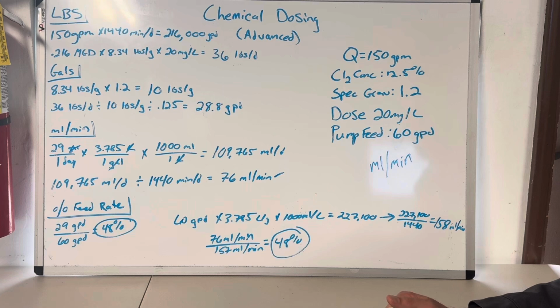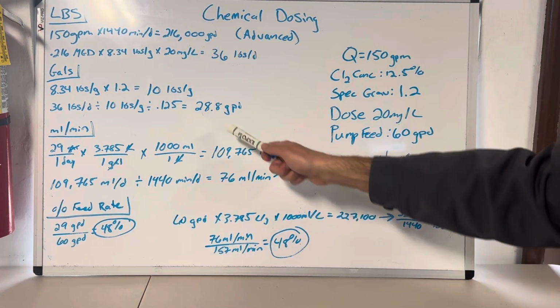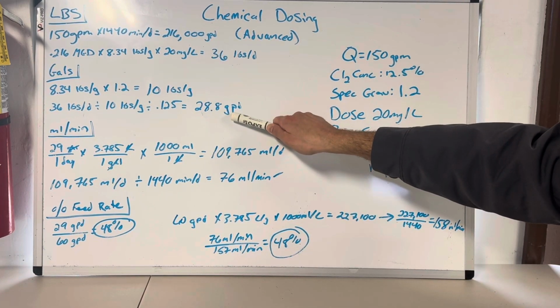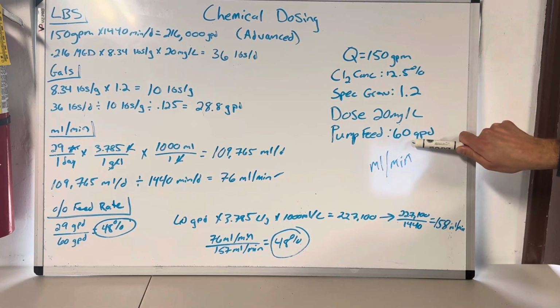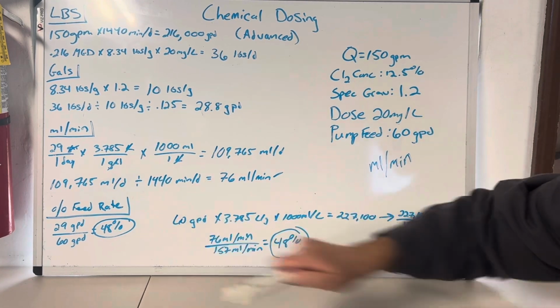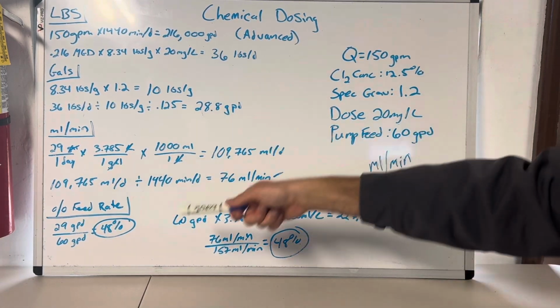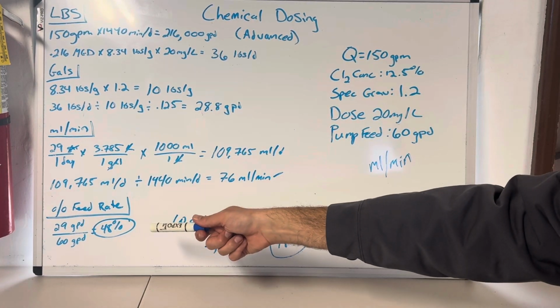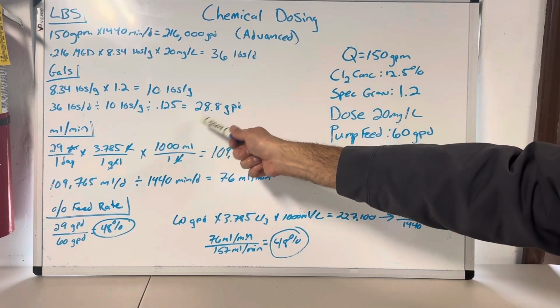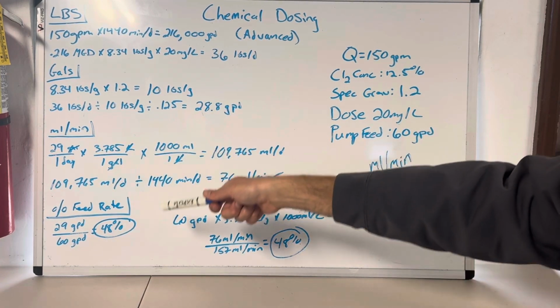The easy way to find your feed rate is not even doing this at all, is finding that you need 28.8 gallons per day, and you divide it by 60 gallons per day, and that's 48% feed rate. And by the way, I just rounded it to 29 gallons per day in this because it's so close to 28.8. You might have seen that, but might as well point that out.